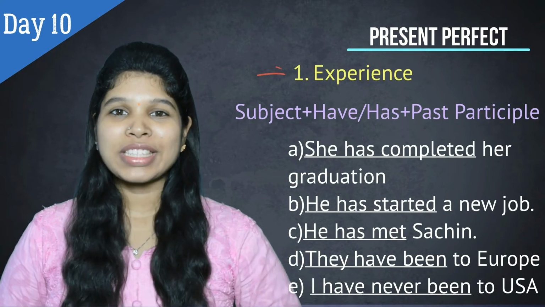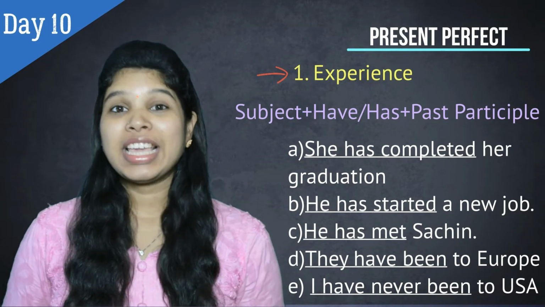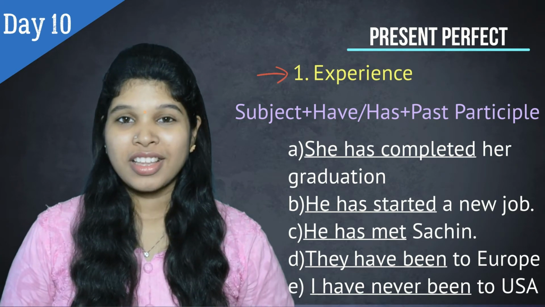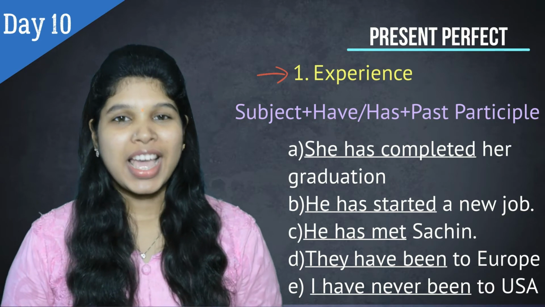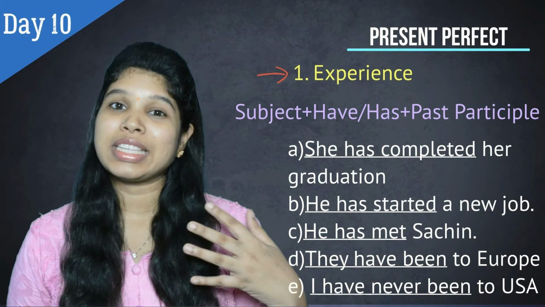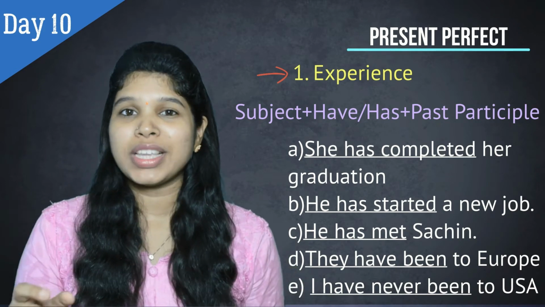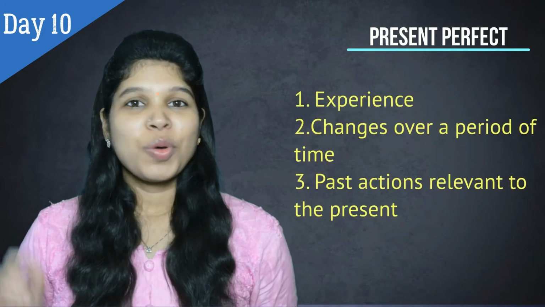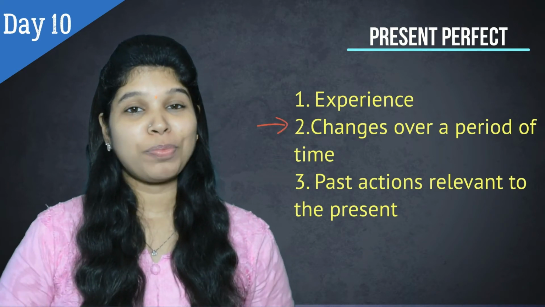Let us see some more examples of life experience. She has completed her graduation. He has started a new job. He has met Sachin. They have been to Europe. I have never been to USA. As you can see, you are following the rule of present perfect, where the subject is I or you or we, and depending on the subject, you are using has or have, followed by the past participle form of the verb.